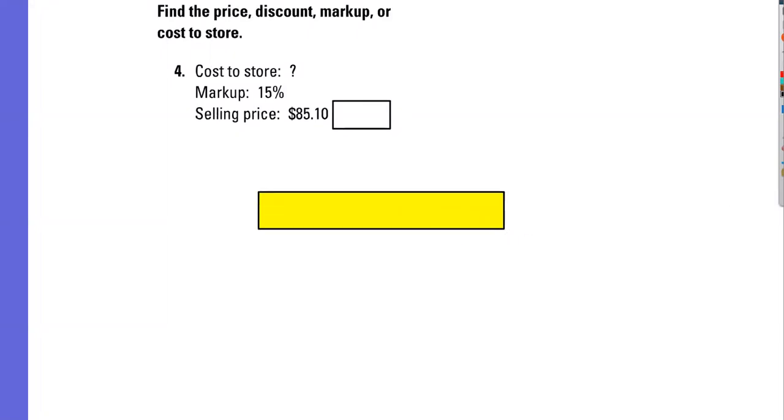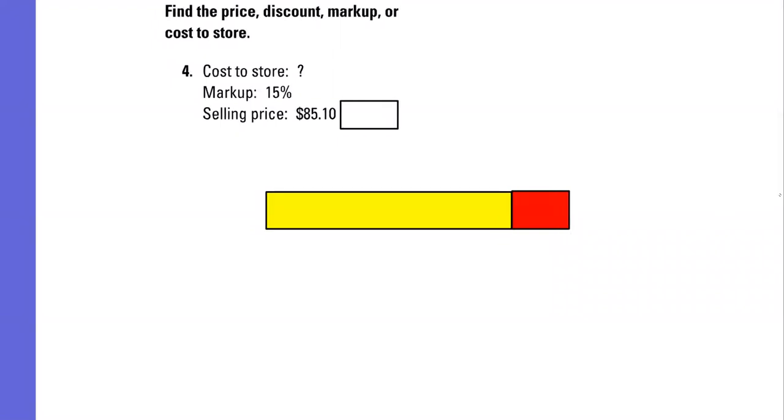So this is going to be my wholesale price. And I'm going to add on a little bit to that for my markup. And let's put all the numbers in the right places. So let's start with my cost to my store. If I don't know my cost to my store, or my wholesale price, I'm going to put my variable X right here. So I don't know what I'm starting at.